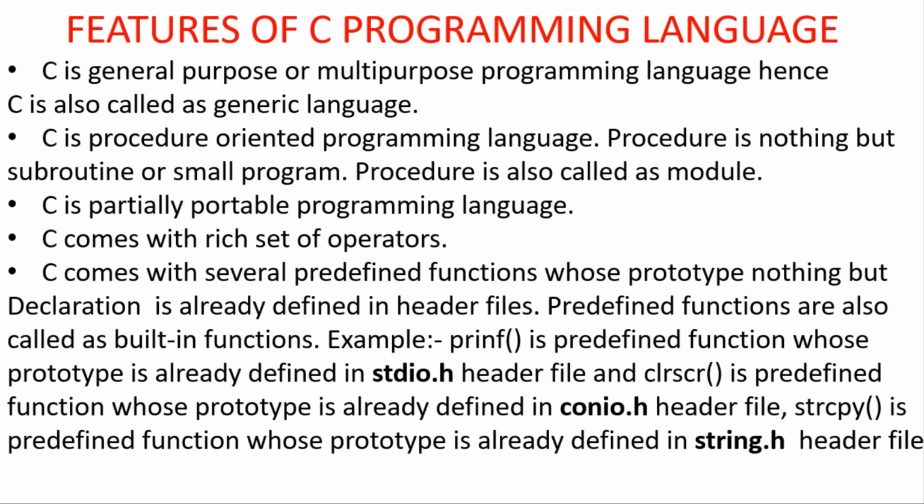Example, printf is predefined function whose prototype is already defined in stdio.h header file, and clrscr is predefined function whose prototype is already defined in conio.h header file. strcpy function is predefined function whose prototype is already defined in string.h header file.